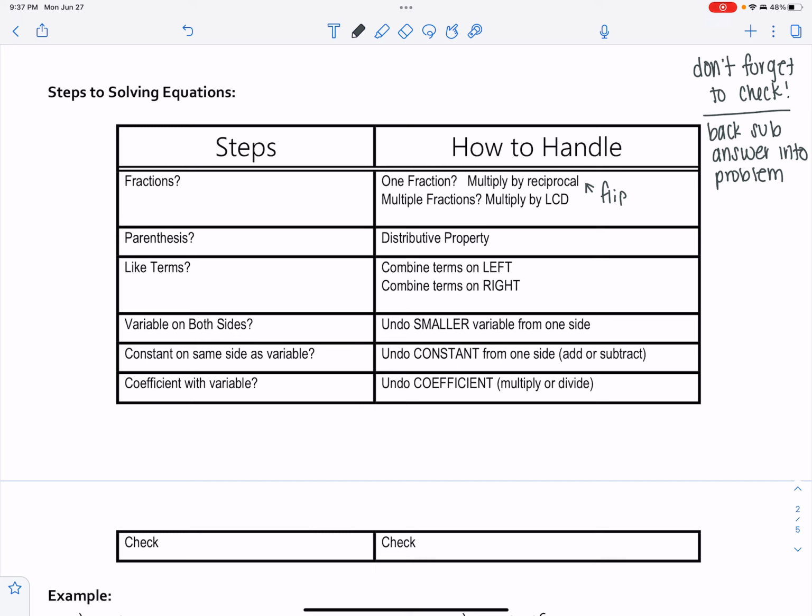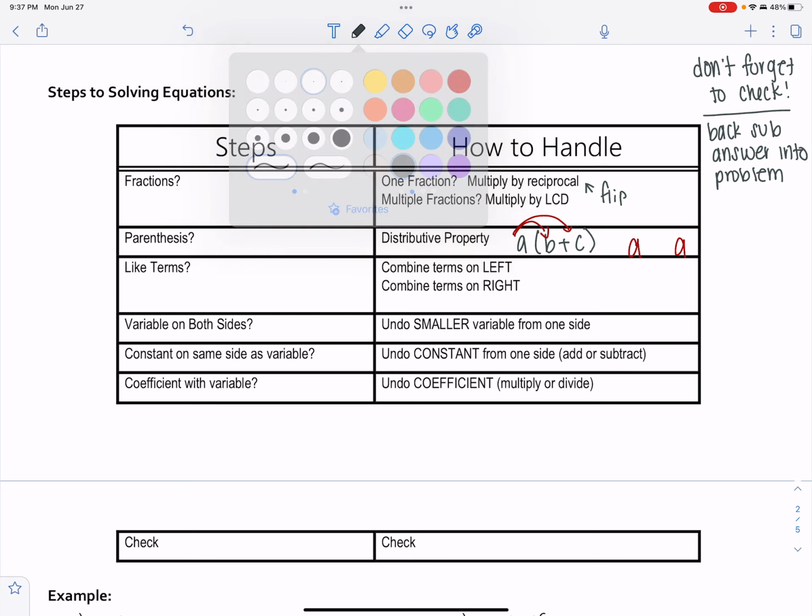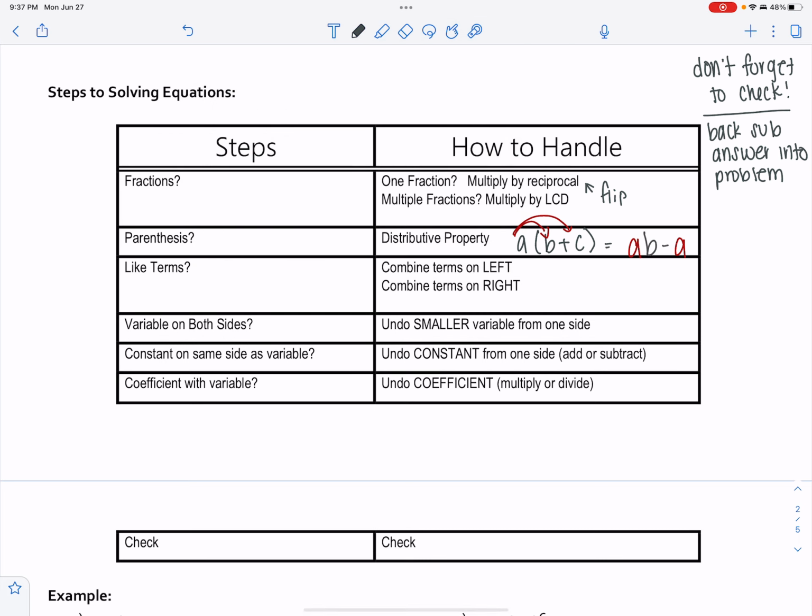Then you're going to handle your parentheses. To undo parentheses, you will use the distributive property, which just says if you have something on the outside of the parentheses, you are going to distribute and multiply to everything inside. So that would give you ab plus ac. And then you're going to combine all the like terms on the left, all the like terms on the right.